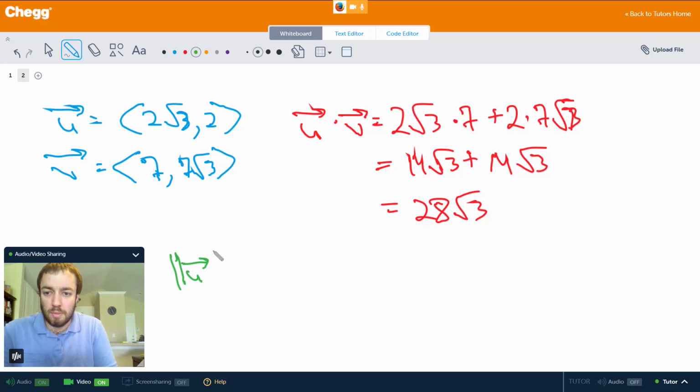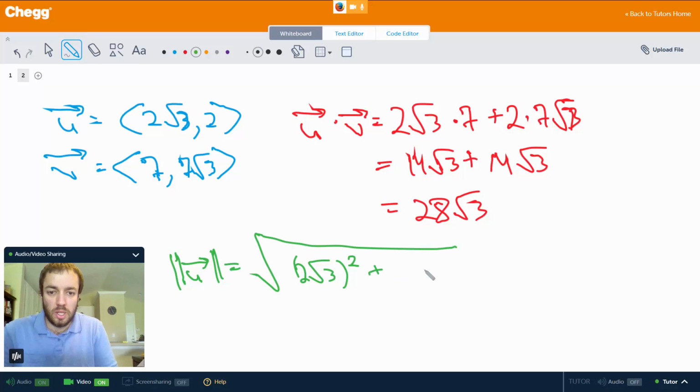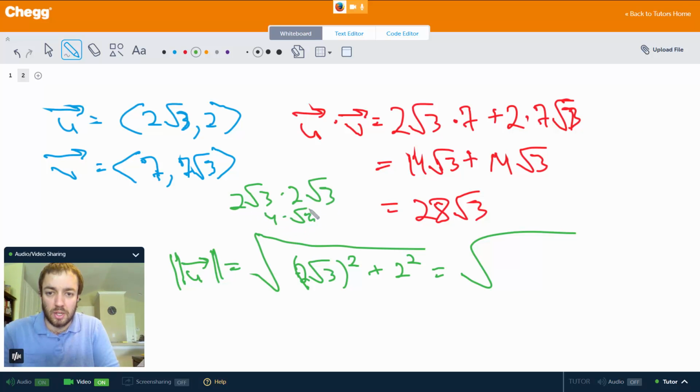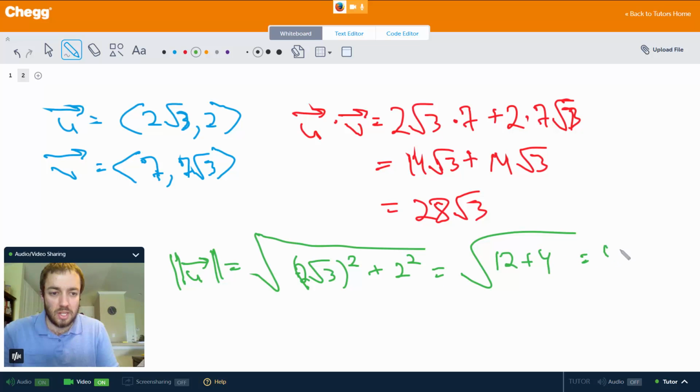So the magnitude of u equals the square root of 2 root 3 squared plus 2 squared. Now 2 root 3 squared is going to be 4 times 3. If we square 2 root 3, that's basically saying 2 root 3 times 2 root 3, so that's 4 times root 3 squared, and root 3 squared is just 3, so that's 4 times 3, which is 12. So 2 root 3 squared is 12, and 2 squared is 4, so that's 12 plus 4, which is 16. The square root of 16 is 4.